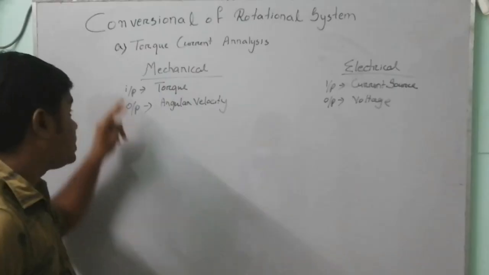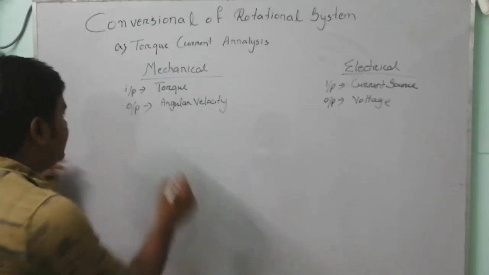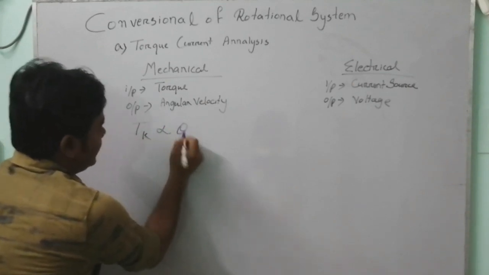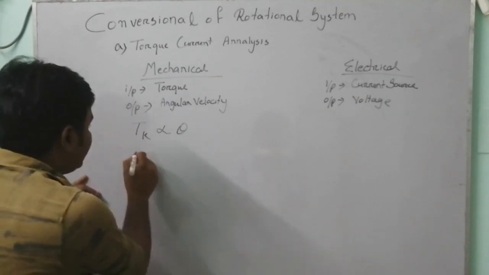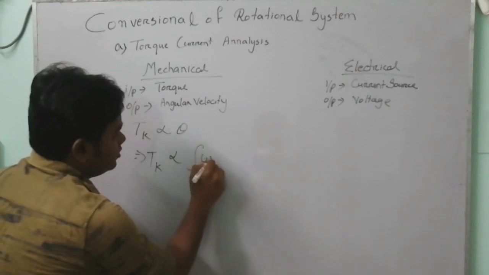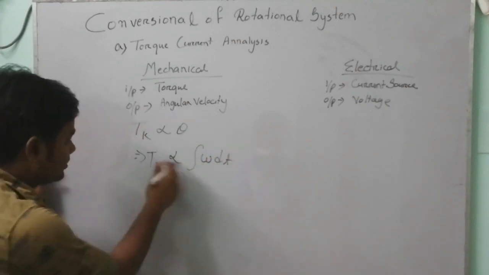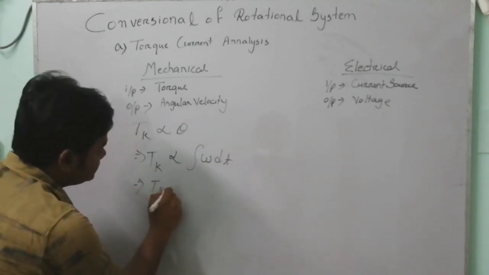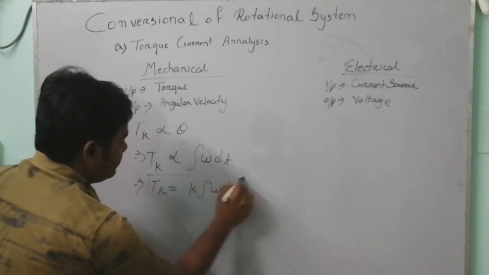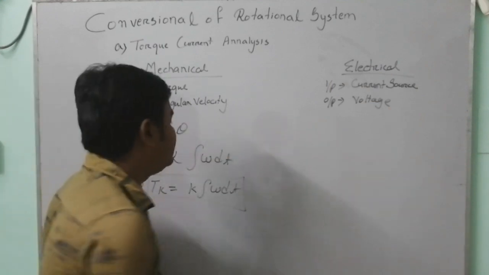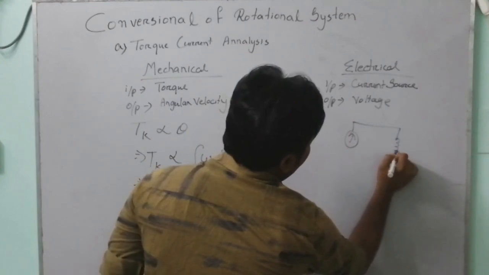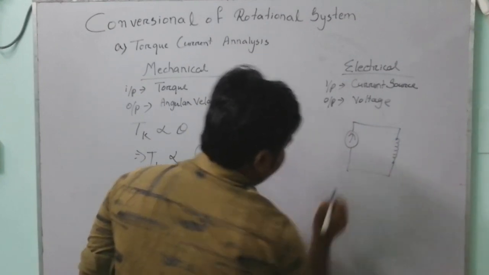Torque due to spring constant, that is T of K, is proportional to theta. That implies T of K is proportional to integration of omega dt. To make it an equality, T of K is equal to K into integration of omega dt. This is the mechanical side equation. If we convert into the electrical side, then the input is the current source and on the output side an inductor is present.